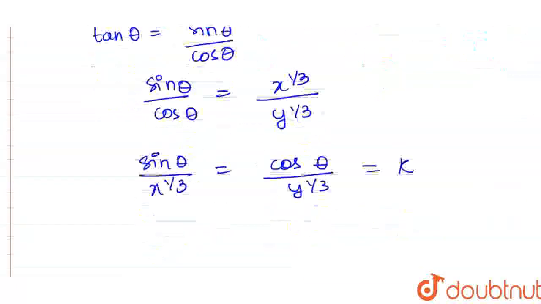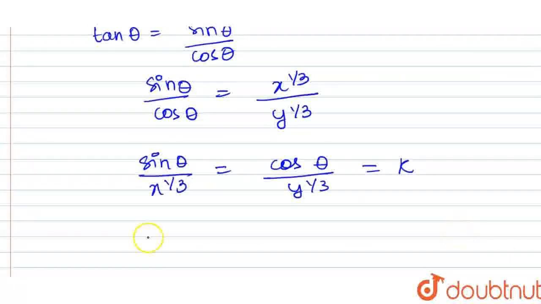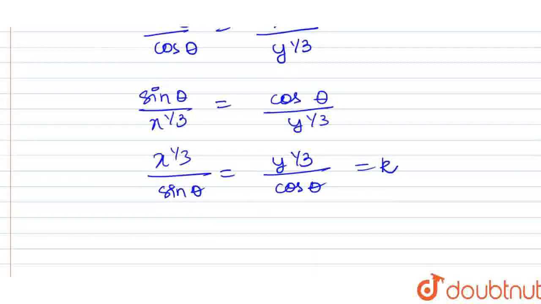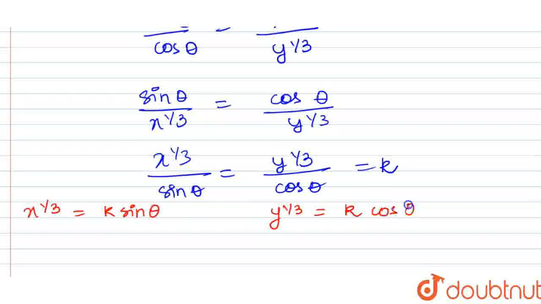So then after this, we are just taking the reciprocal and removing this constant for now. x to the power 1 by 3 upon sin theta is equal to y to the power 1 by 3 upon cos theta, which is equal to some constant k, right? Now we can derive x in terms of the constant k. So we will write here that x to the power 1 by 3 is equal to k sin theta, right? Similarly for y, we will have y to the power 1 by 3 is equal to k cos theta, right?